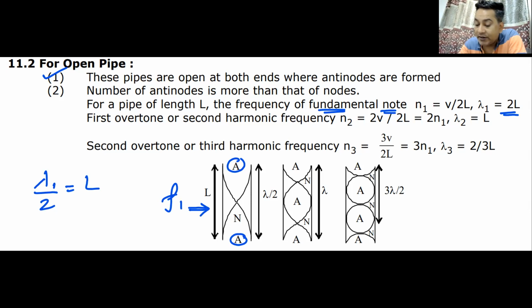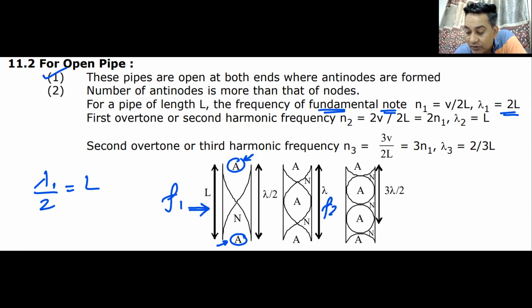The distance between two antinodes is lambda by 2. Here it is one antinode, and here is the second antinode. Lambda by 2 becomes equal to L, or lambda 1 becomes 2L. The frequency in this case is known as the fundamental frequency or the first harmonic. Do we understand this? Yes, sir.